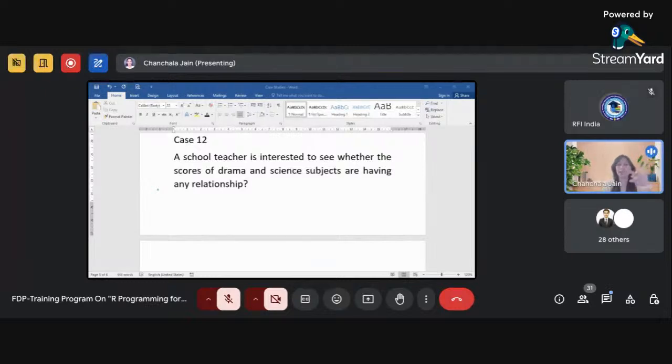So how will a teacher collect a score? A teacher will take the scores of the students, right? So for my score, the teacher will have the score of the drama subject and the score of the science subject also, right? So that means for one person, we are collecting the data twice. So this will be a case of dependent sample t-test. Is it clear, according to my opinion?